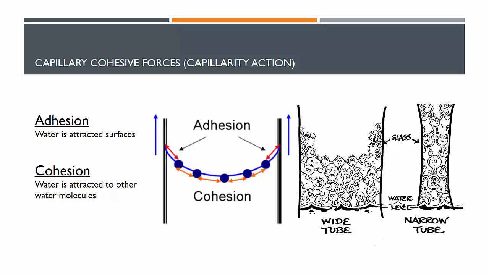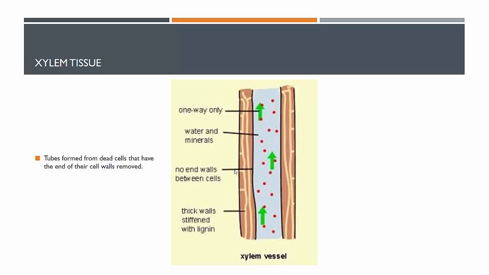And so that process of evaporation and cohesion helps pull water molecules up the stem. Hopefully that makes a bit of sense. This happens inside of xylem tissue, and this is where we're going to explicitly address what xylem is.